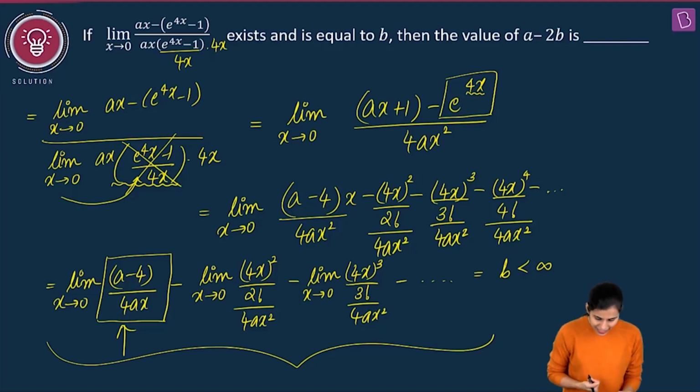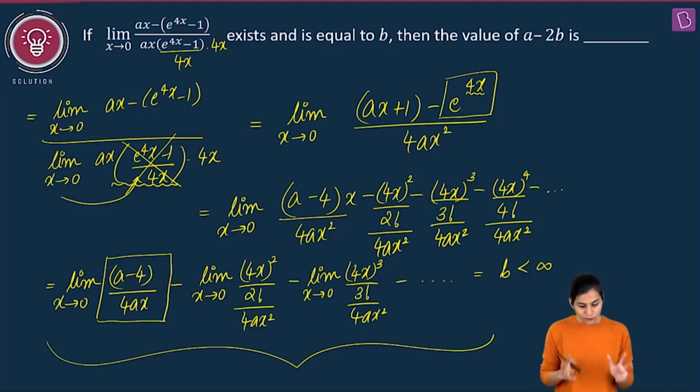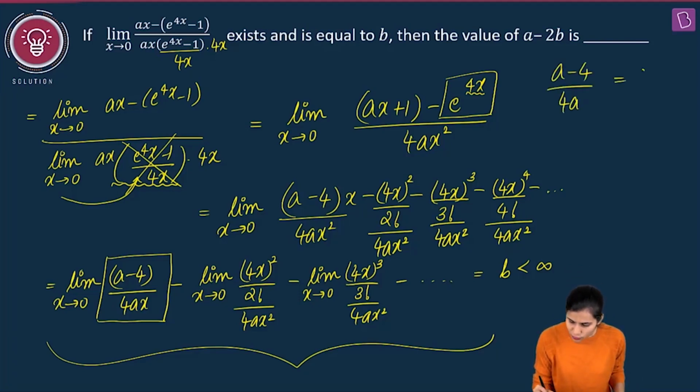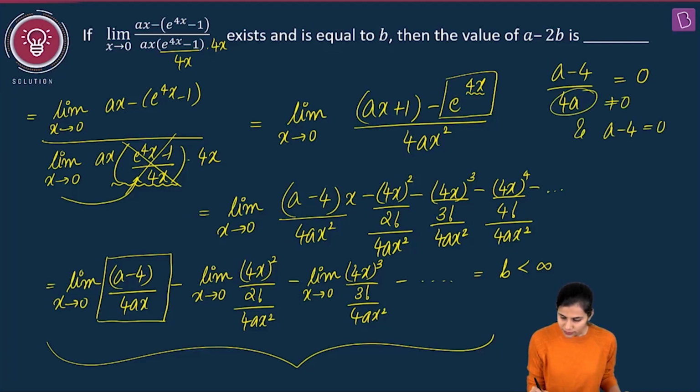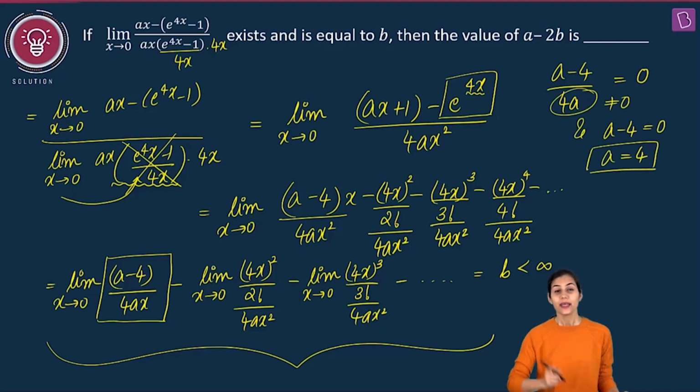So how to get rid of this term? It's very simple. I don't want a minus 4 upon 4ax to exist as a term. So basically I cannot disturb x. So let's catch hold of all the terms apart from x. I want a minus 4 upon 4a to actually become 0. That's what I want. Now, numerator upon denominator can be 0 when denominator is non-zero and numerator is 0. What does this give you? A equals 4. That means we have got the value of a to be 4.